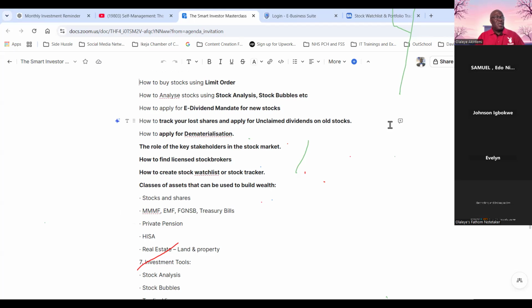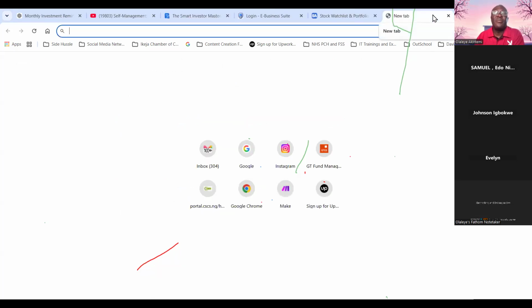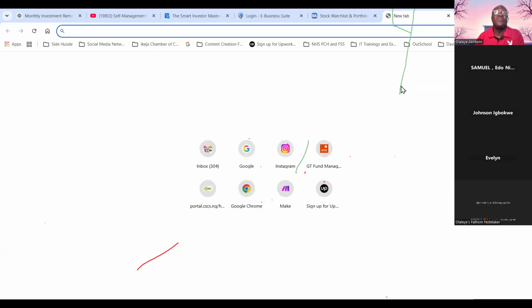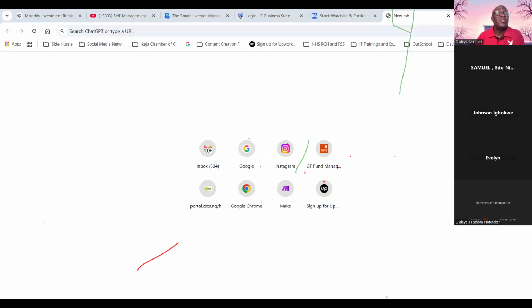Let me see. I haven't stored that link, but does anybody have the link to go to the e-dividend mandate website? Okay, I will look for it. Let me see if I can find it. Just bear with me one minute. I'll find the link and then we can go there.